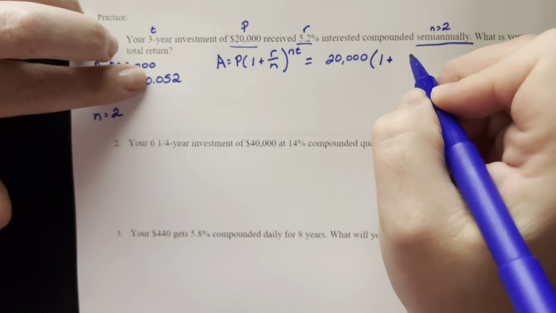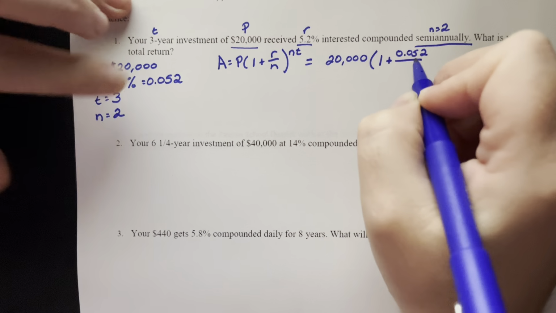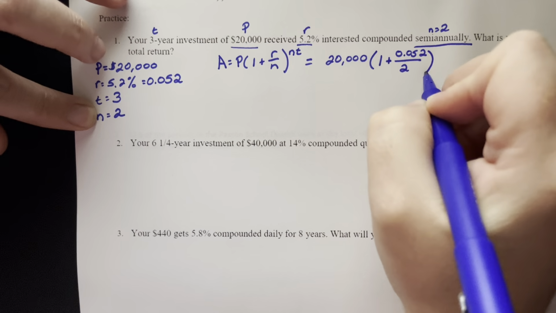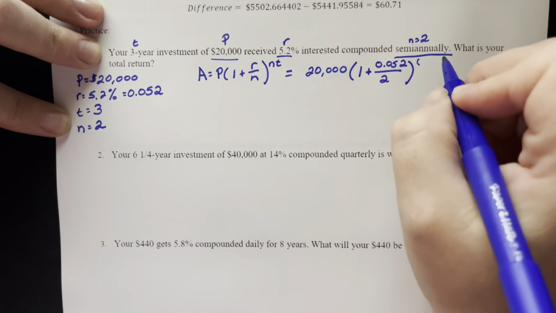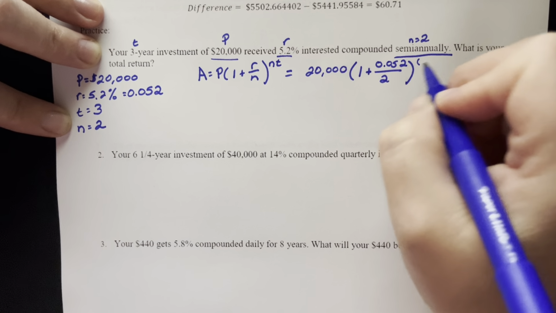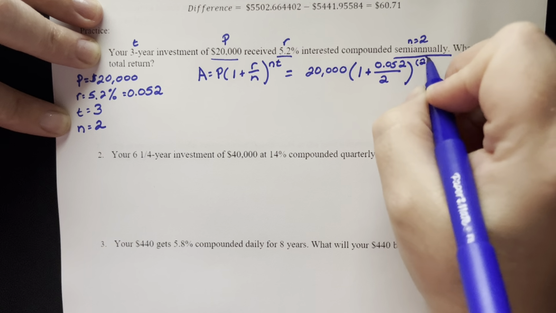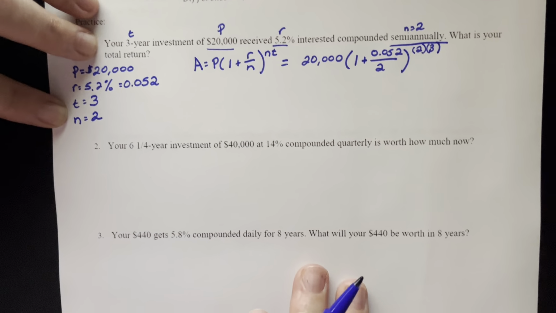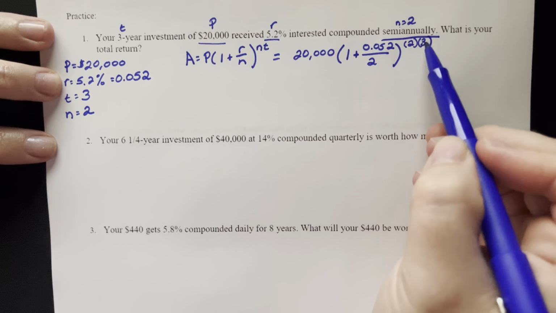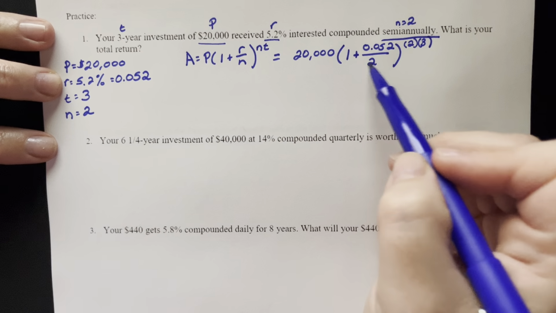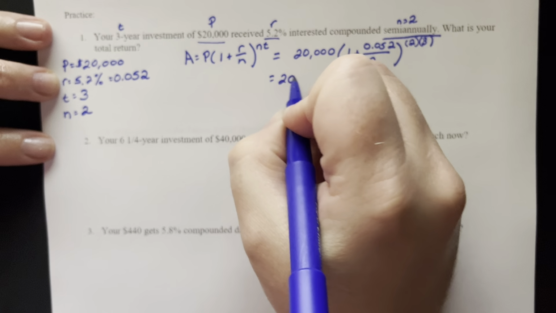1 plus 0.052 divided by n, to the, so this is an exponent, be careful, it's not multiplication. I mean, there's multiplication in the exponent: 2 times 3. So the first thing I suggest is to do the multiplication for the exponent and the division for the rate and interval. So nothing else has changed.